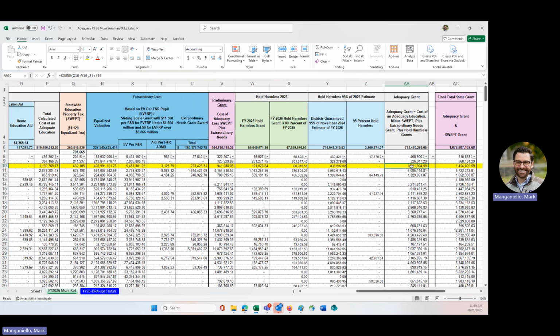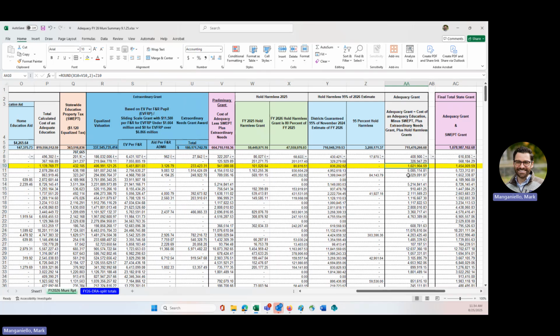And so finishing out the formula, it looks like Alexandria did not get the 95% hold harmless grant, and it can be confusing. We'll call this hold harmless 1, hold harmless 2, but really it's the hold harmless stabilization grant, and this is the 95% hold harmless. But essentially, we're tallying up all of these numbers, and we're getting the total adequacy grant for your school district.